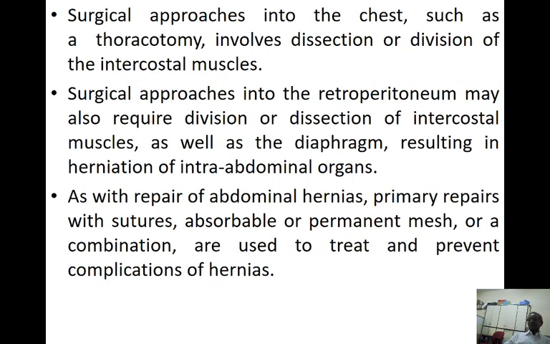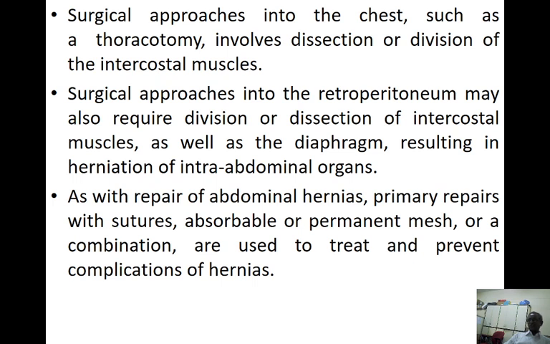Surgical approaches into the chest, such as thoracotomy, involve dissection or division of the intercostal muscles. Surgical approaches into the retroperitoneum may also require division or dissection of the intercostal muscles as well as the diaphragm, resulting in herniation of the intra-abdominal organs. So we are mentioning some surgical causes of weakening of the thoracic muscles and the diaphragm, thereby leaving a chance for herniation.